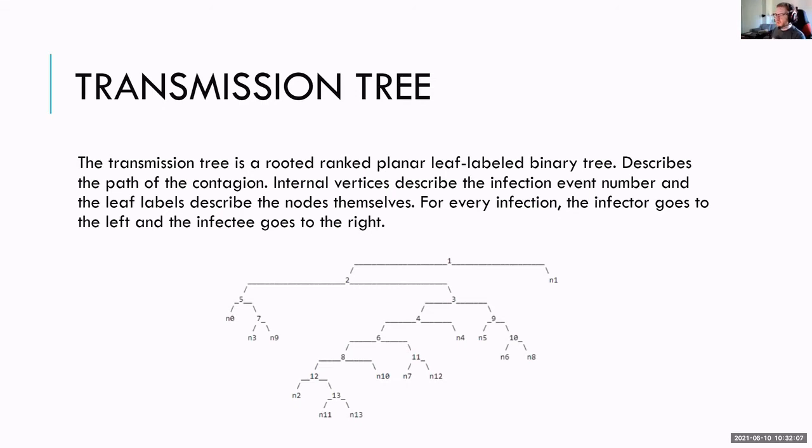It describes the path of the contagion as it moves through the network, and the internal vertices describe the infection event number, and the leaf labels describe the nodes themselves. So for every infection, the infector goes to the left and the infectee goes to the right. It could be a little tricky to read this transmission tree, but it should be read like this. Say, for example, we want to find the second.